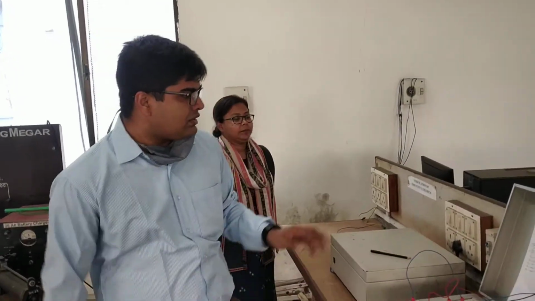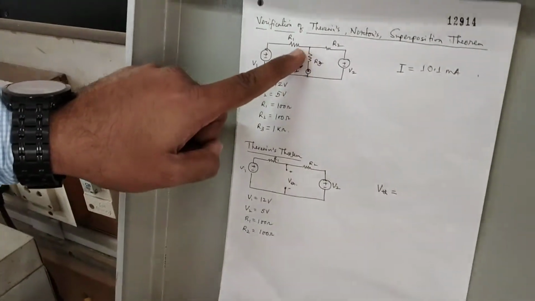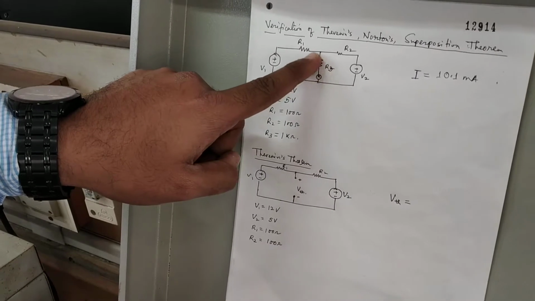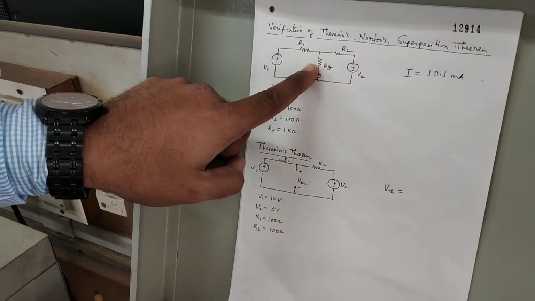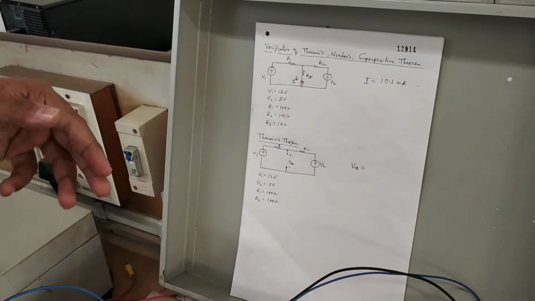So what is the first step in case of Thevenin's theorem? You know, you need to open circuit the load resistance. In our case, what is our load resistance? Our load resistance is R3. So you need to remove this R3. You need to open circuit this R3 and to measure open circuit voltage, which is said to be Thevenin voltage.